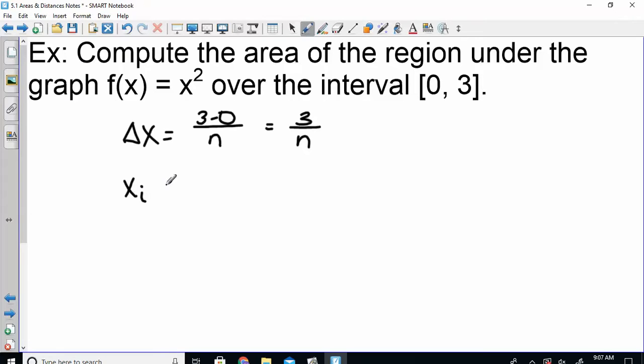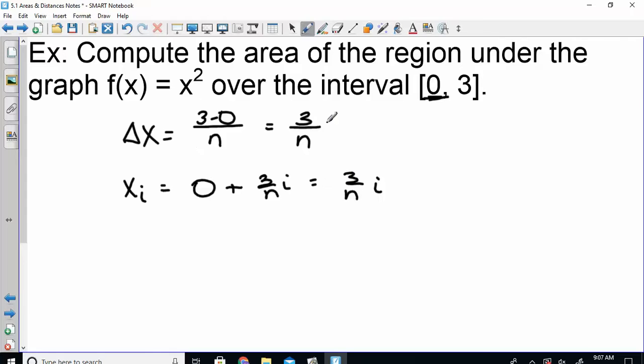And then we need to find an x sub i. That basically means your x for the first rectangle, x for the second rectangle, x for the third rectangle. How are we going to find those x values? To get your x, you have to take your starting point, which is 0, and then each time we add the change in x, right? So for the first time I'd add 3 over n. Second time you add it, 3 over n again, and then again. So it's 3 over n times i for the first, second, third, fourth rectangle.